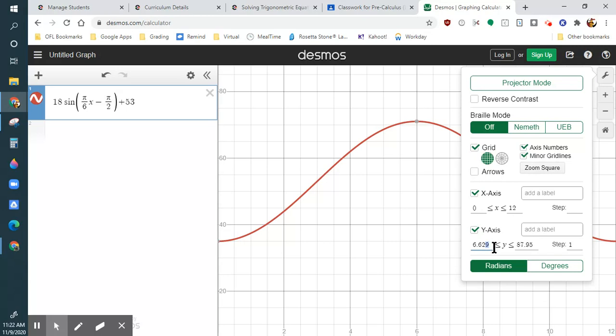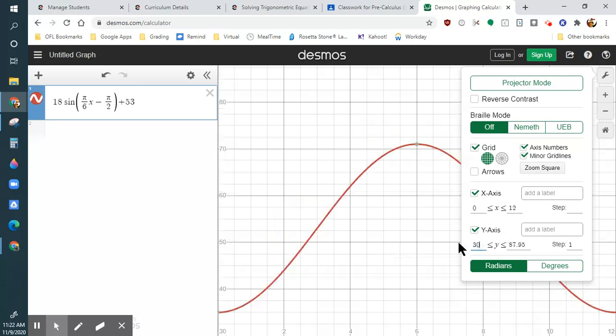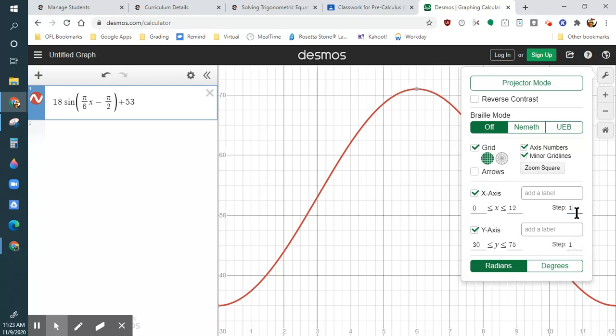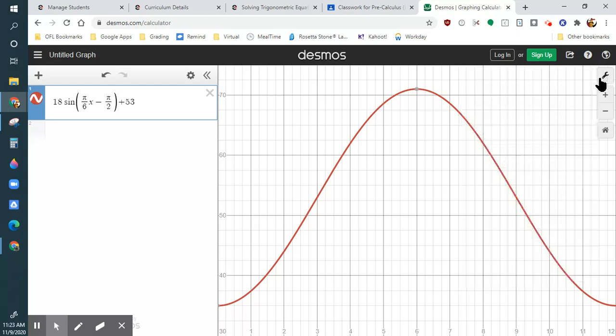Let me change this range a little bit because we don't need all of this empty space. So I'm gonna do 30 to, I don't know, let's say 75 degrees. Okay, cool. And I want the steps to be by 1 on the y-axis. Why aren't they showing me the steps at 1? Do it for both. Okay. Not exactly what I wanted, but it kind of helps.